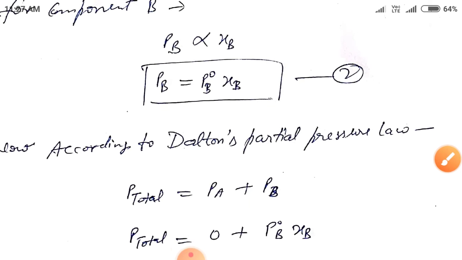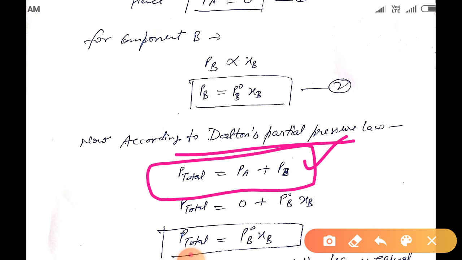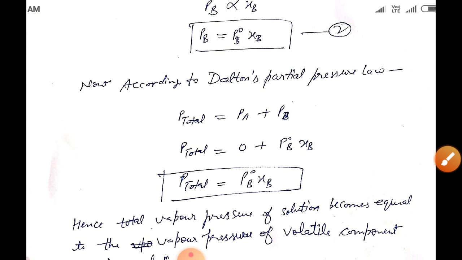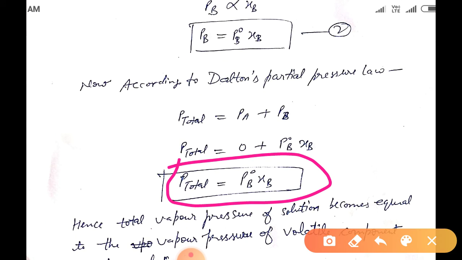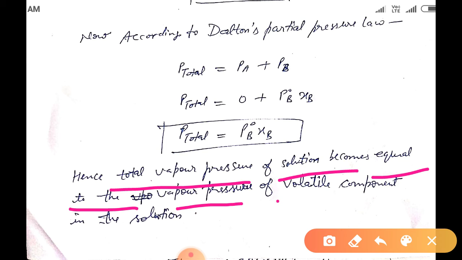Now applying Dalton's partial pressure law, P total equals PA plus PB. P total equals PA, the value of PA from equation 1, that is 0, plus the value of PB from equation 2, that is P naught B chi B. Now P total becomes equal to P naught B chi B. Hence the total vapor pressure of the solution becomes equal to the vapor pressure of the volatile component in the solution.